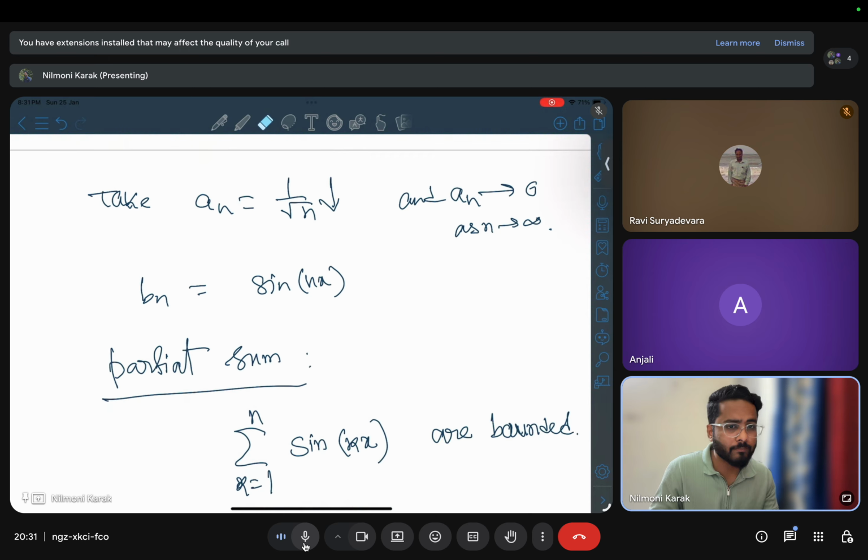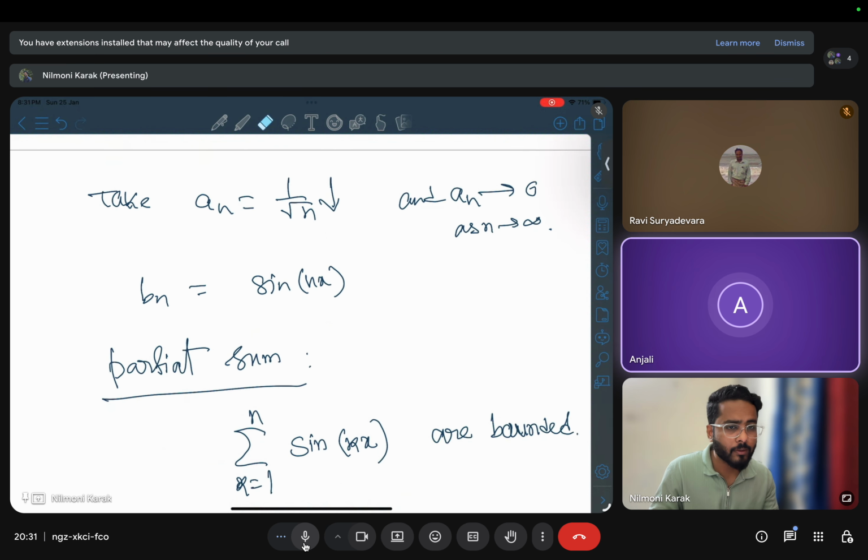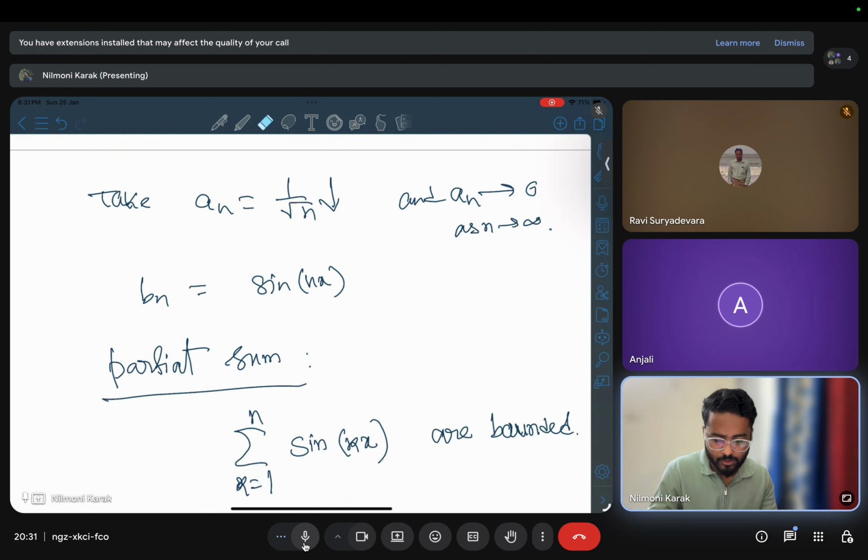I think it should be pointwise. Abel's and Dirichlet's tests were for uniform convergence of a series involving the product of two sequences. Okay. And actually I really forgot: Dirichlet test is for uniform convergence, right?